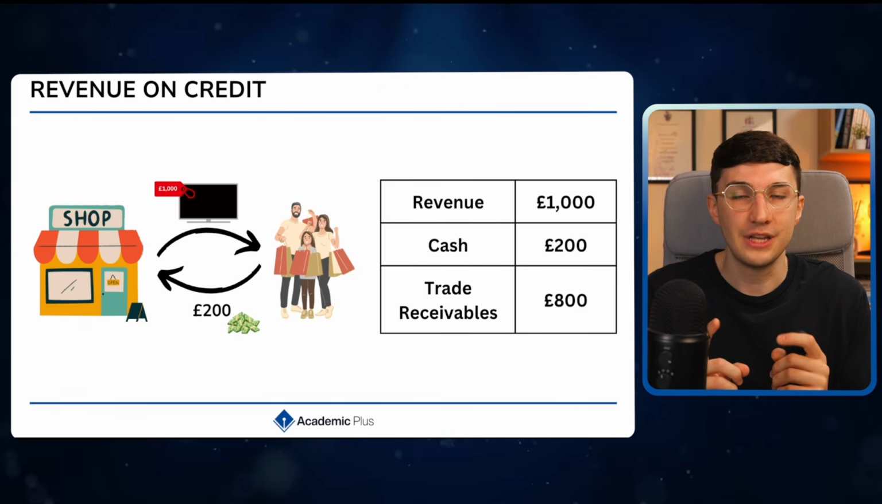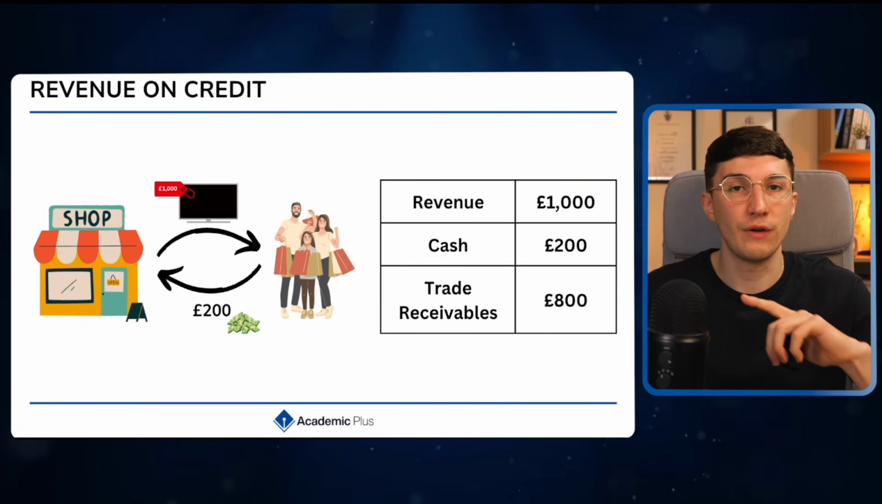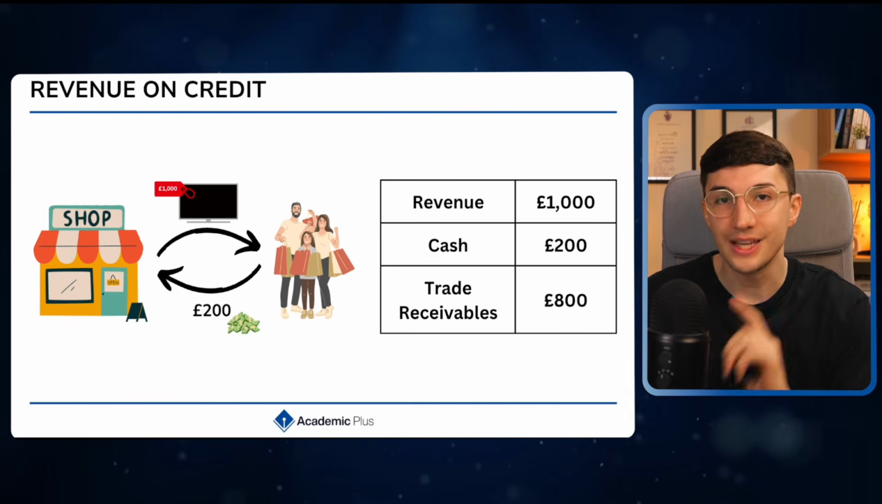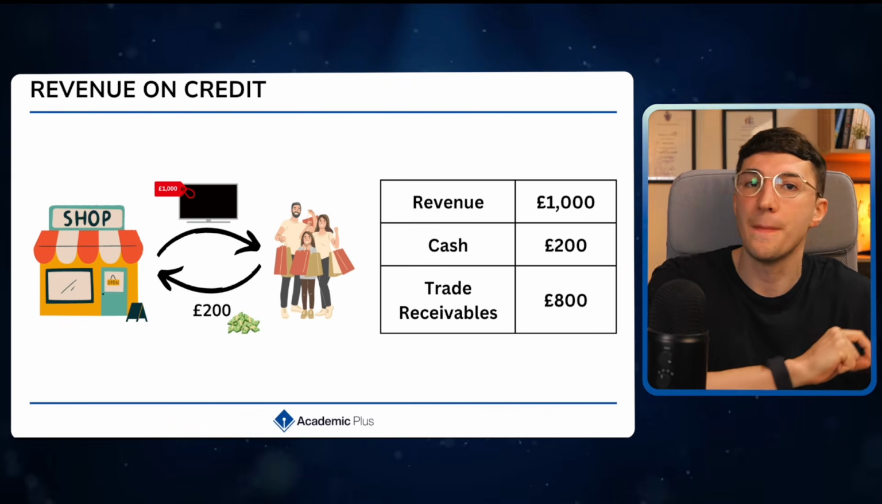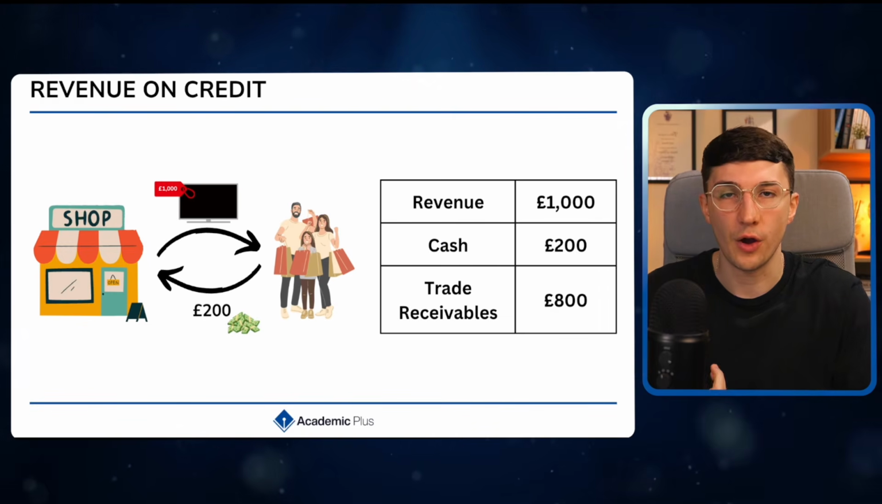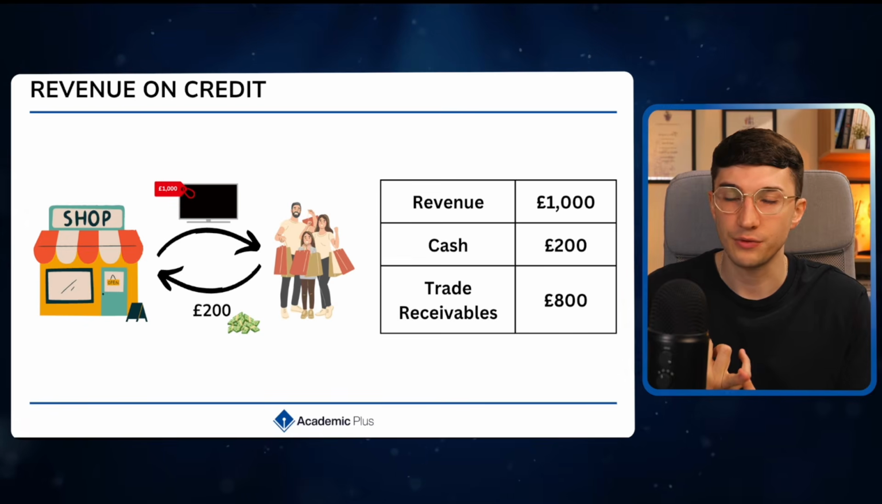So the key difference here is that you have to record your revenue in full amount of the actual transaction of the product. But cash-wise, you can only record the amount that you received. So you could have a really high revenue, a really high profit, but you could have cash flow problems.